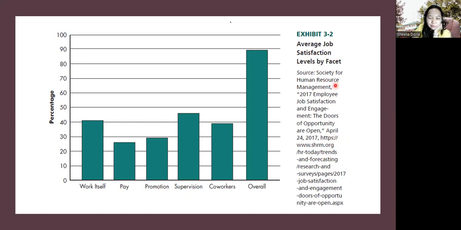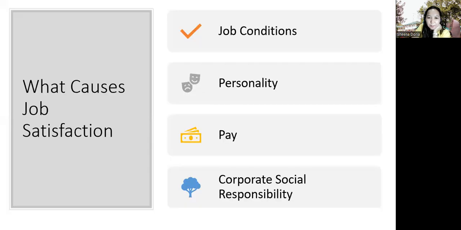Okay. So, mataas naman siya overall. Okay. So, ang pinakamataas dito, supervision. Tapos next is work itself. Co-workers, promotion, and pay. So, least satisfied sila sa pay. Ayan. So, what causes job satisfaction? So, number one, ayan, is condition. Okay. So, yung job conditions in such a way is mas satisfied yung mga employees natin if the organization provide training, variety, independence, and control.